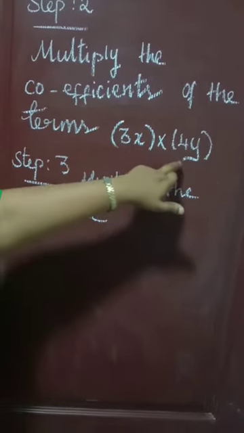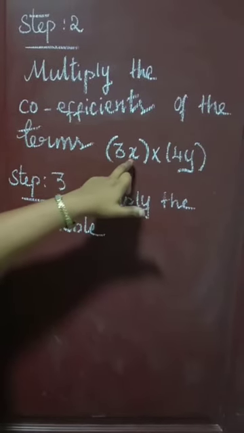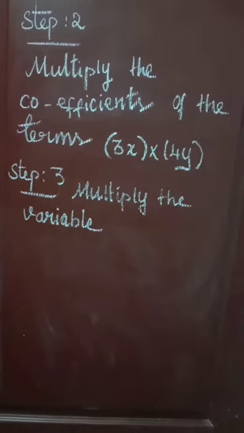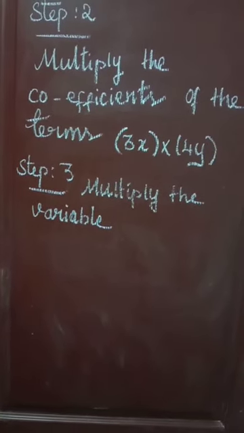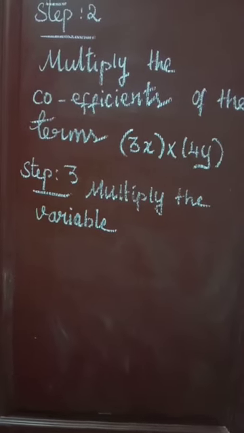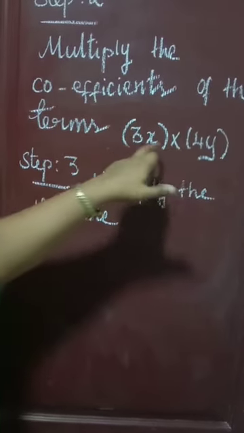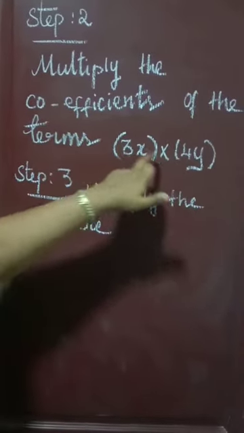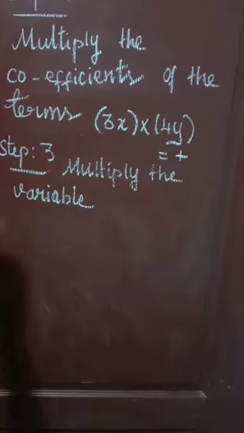How many terms are we going to multiply? Two terms. The first term is 3x, the second term is 4y. What is the first step? First multiply the signs. Here nothing is given, so it is understood to be plus. So, plus into plus is plus.